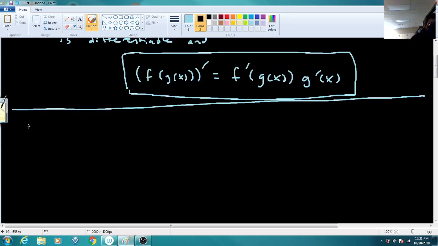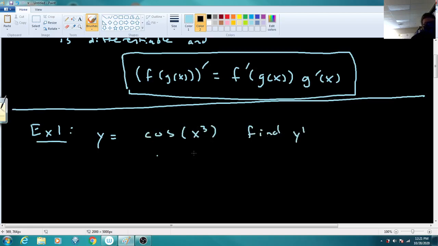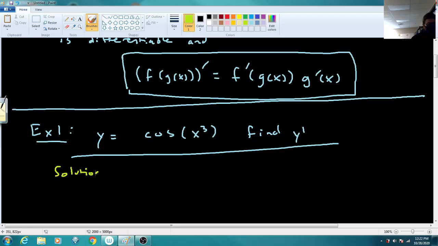So first one they want us to do, they give us y equals cosine of x cubed. They basically want us to find y prime. Let's use a different color. So, for the solution on this, cosine is acting as f. So when we want the derivative, cosine's kind of the outer function. It's sort of acting as the f.